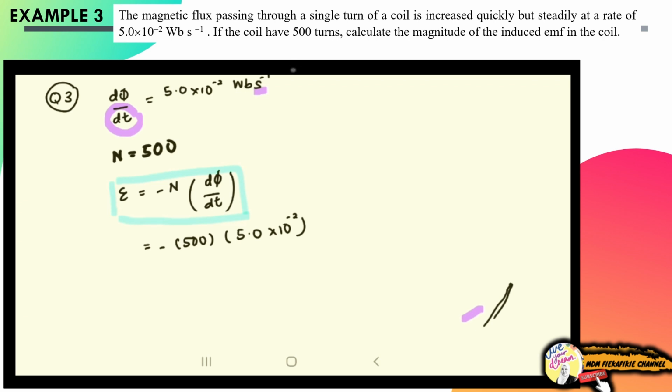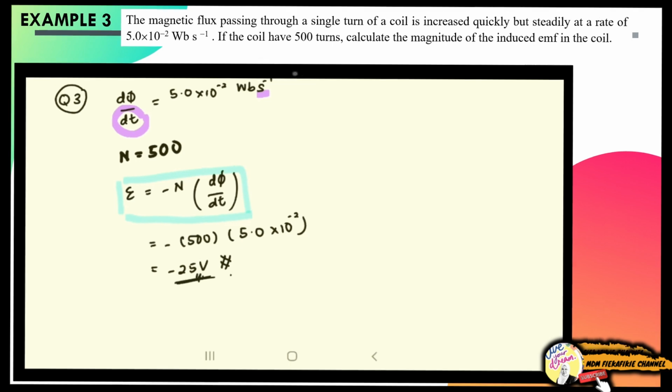The question says the magnetic flux increases quickly at a rate of, so at what rate. If students don't know that the question gives d phi over dt, they may get confused and go blank, even though the question is easy. So the answer is negative 25 volt, where the negative sign indicates the direction of the induced EMF, which opposes the changes in the coil. So this is the answer. We finish question number 3.